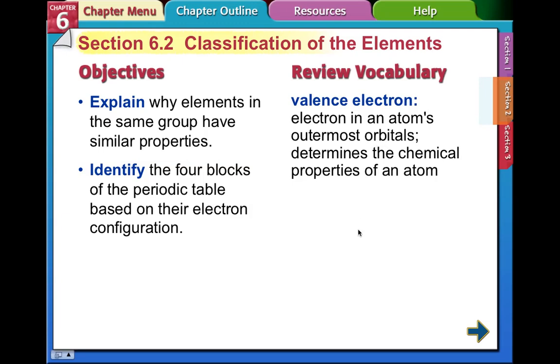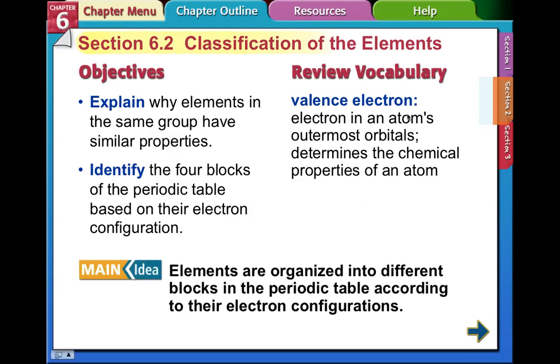Our review vocabulary: valence electron. Valence electrons are the outer shell electrons, the electrons in an atom's outermost orbitals or shells, and they determine the chemical properties of an atom. Remember, these are the ones that are involved in chemical reactions. Main idea for this section: elements are organized into different blocks in the periodic table according to their electron configurations.